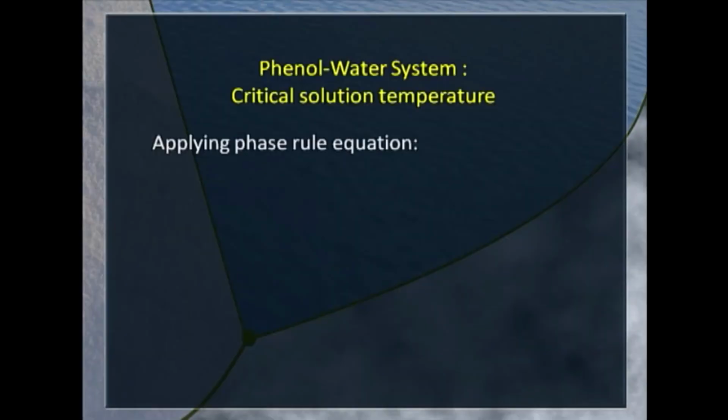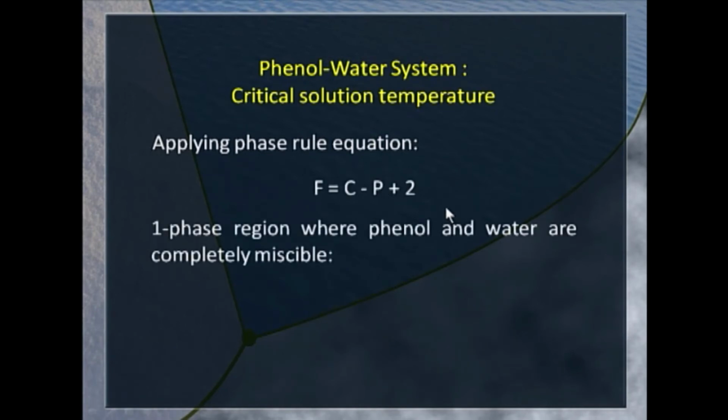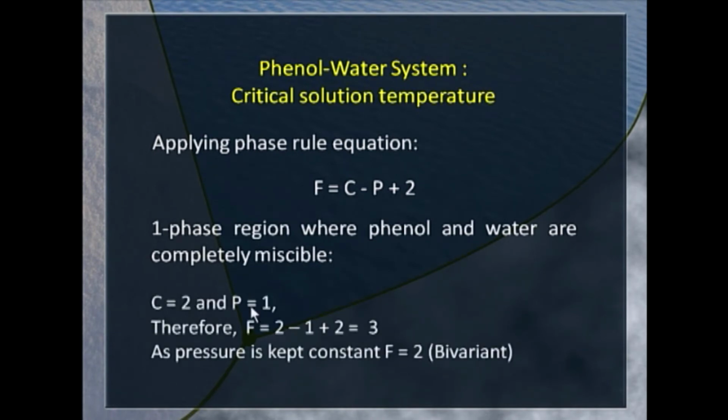Let us apply phase rule equation to this. The equation is F is equal to C minus P plus 2. In the one phase region where phenol and water are completely miscible, C is equal to 2, two component system, phase is 1.